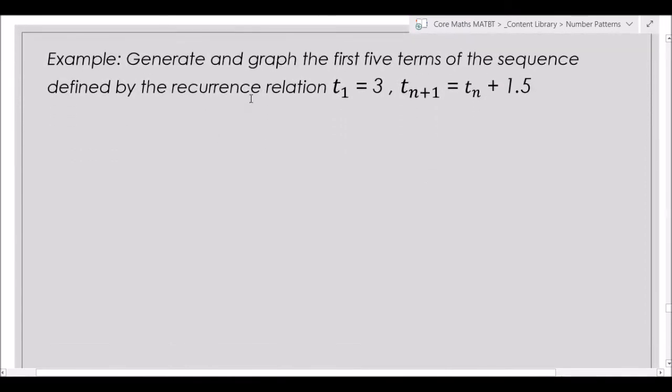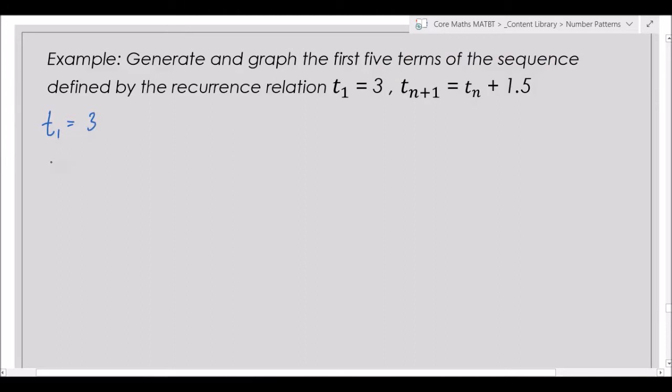Another example, generate the first 5 terms and graph it. Now we've got 2 parts here, so we need to generate the first 5 terms in this sequence and then graph it. So let's look at this recurrence relation. Term 1 is 3, so the first term is 3, and the common difference is plus 1.5. So to get the next term, it's going to be the current term plus 1.5. So let's list out the first 5 terms here.